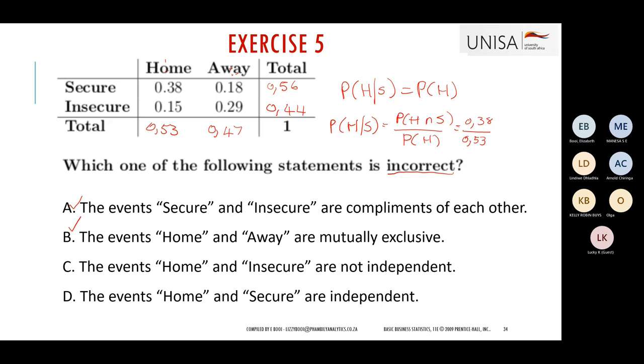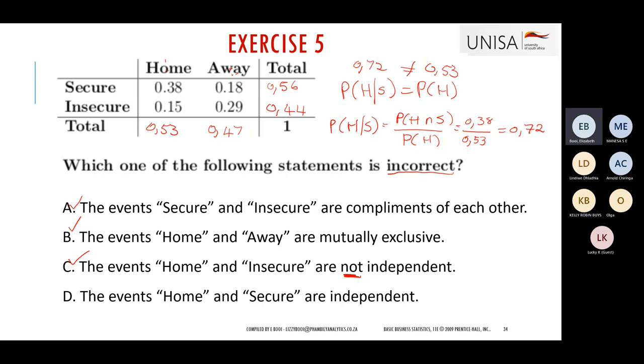It's 0.72. So now, can we prove that they are not independent? Yes, we have proved that because they are not equal. If they were equal, then we would say they are independent. Because we wanted to prove that they are not independent, we can clearly see that 0.72 is not the same as 0.53, right? So this statement is also correct.